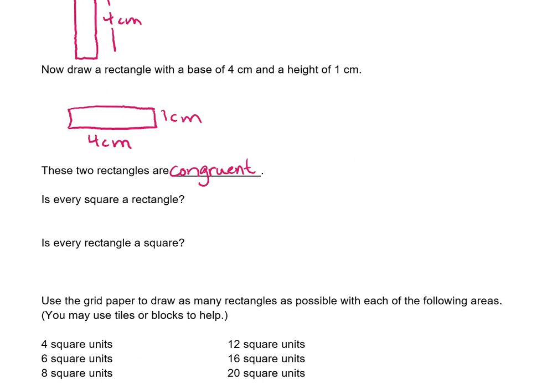Is every square a rectangle? Well, does every square have 4 sides and 4 right angles? Yep. So yes, every square is a rectangle. Is every rectangle a square? Well, let's think about what makes a square a square. A square is a square if all 4 sides have exactly the same length, but does every rectangle have all 4 sides exactly the same length? No. So not every rectangle is a square.